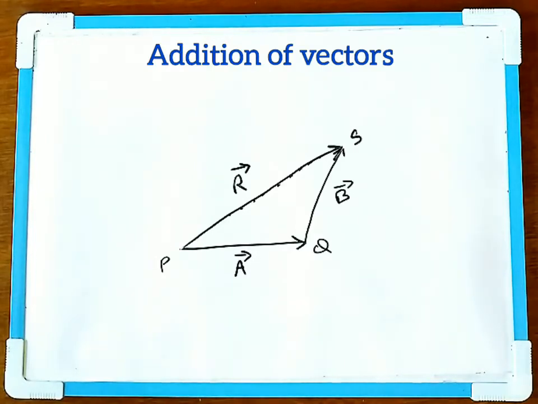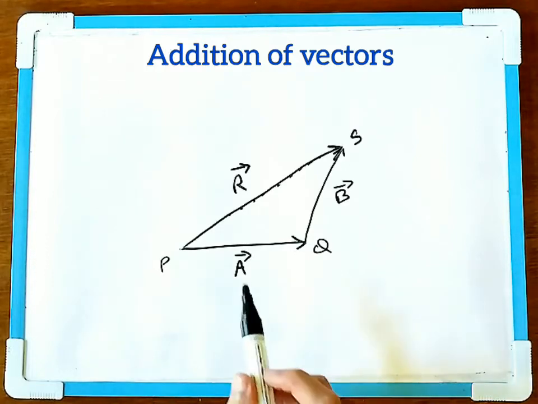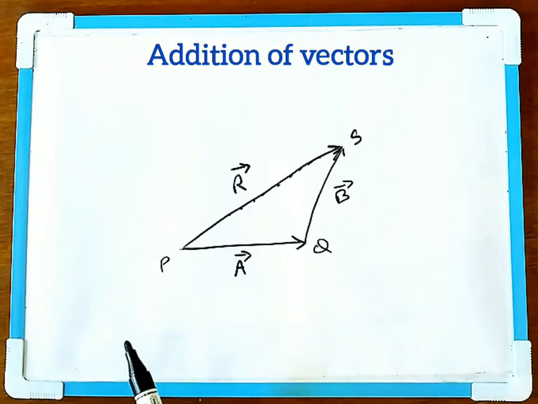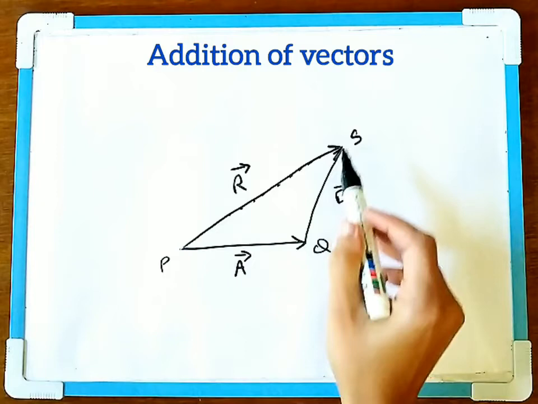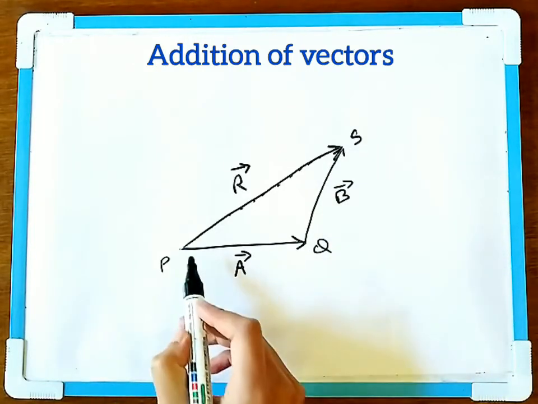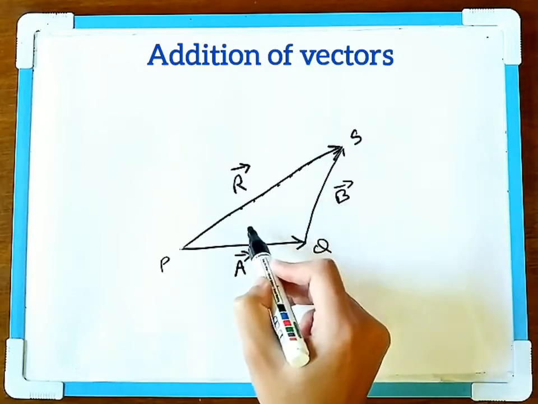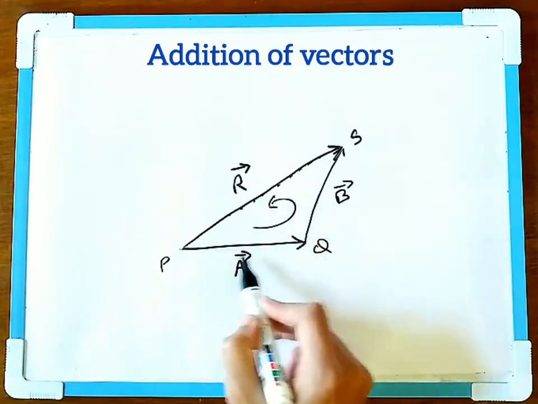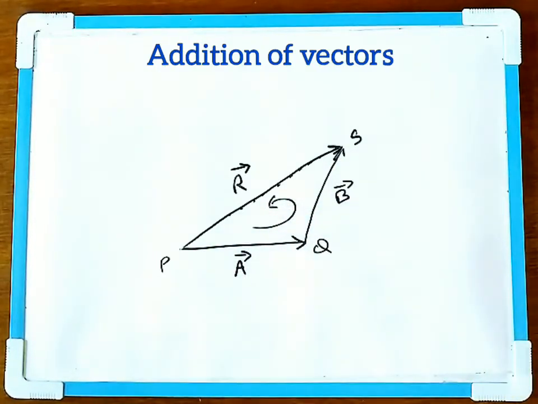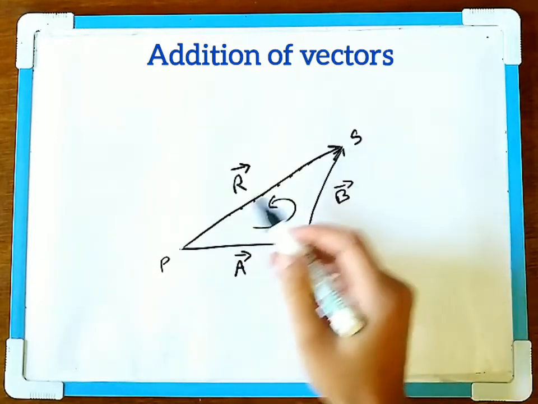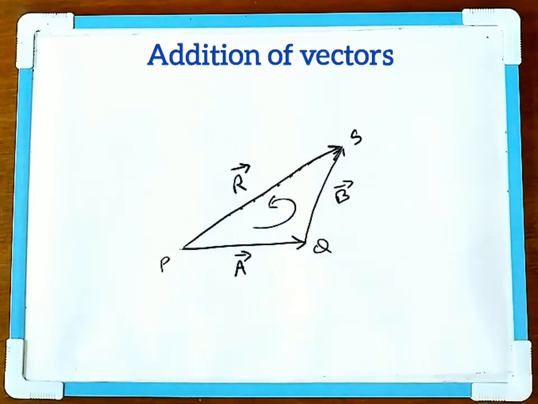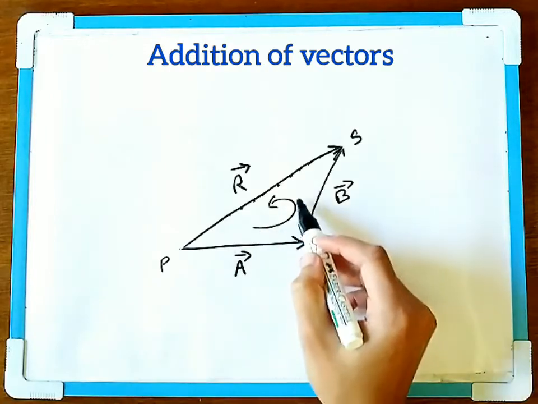Okay, so here again I'll state, if two vectors can be represented in magnitude and direction by the two sides of the triangle taken in the same order, in this order, you're going in this direction, then the resultant is represented completely both in magnitude and direction by the third side of the triangle taken in the opposite order. So this is the order which we have taken.